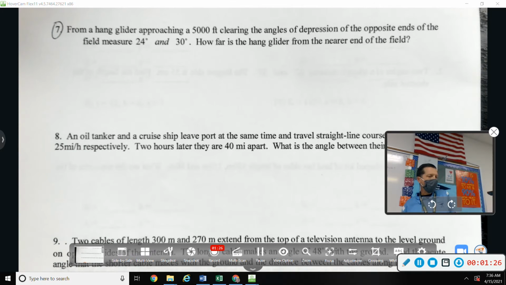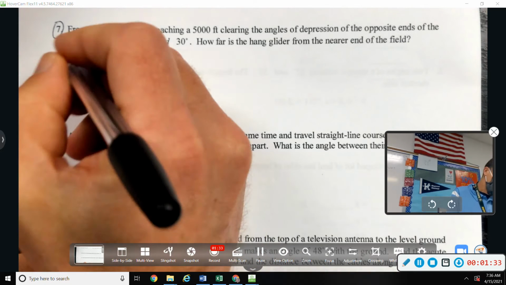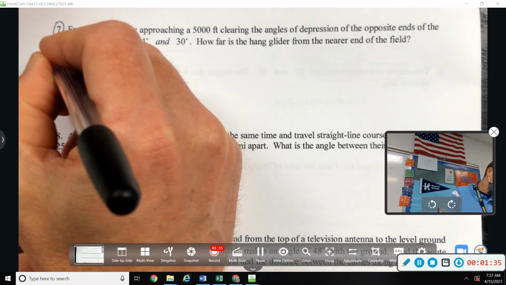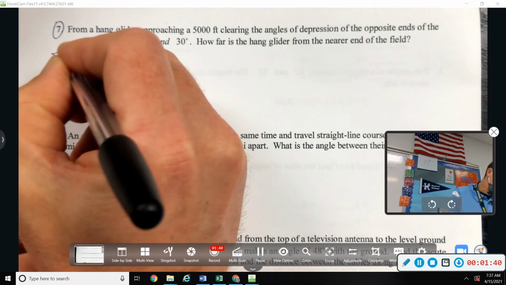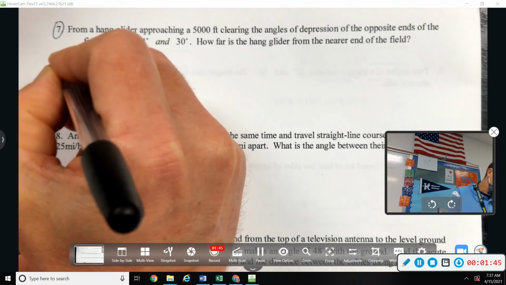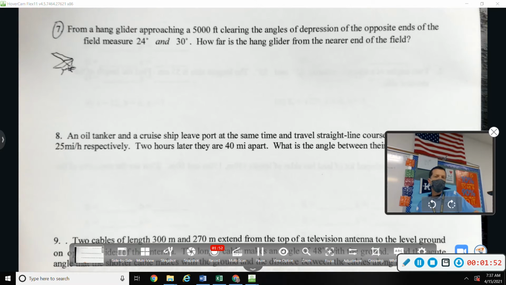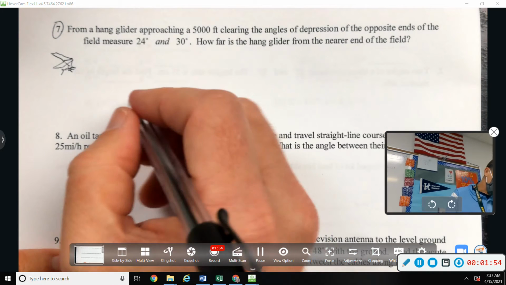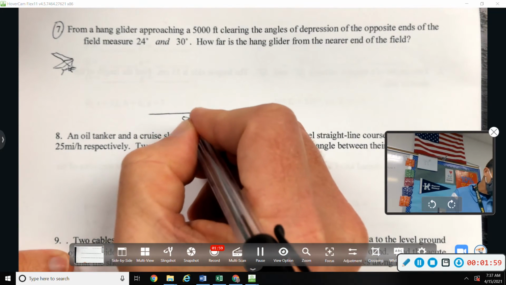Number 7, from a hang glider approaching a 5,000 foot clearing. So here's our hang glider. And obviously it's very important to draw the hang glider as best as possible. There we go. That's pretty good. First attempt at drawing a dude on a hang glider. Approaching a 5,000 foot clearing. So presumably he's going to land in this 5,000 foot clearing, I guess.